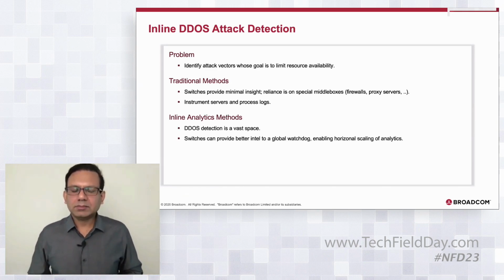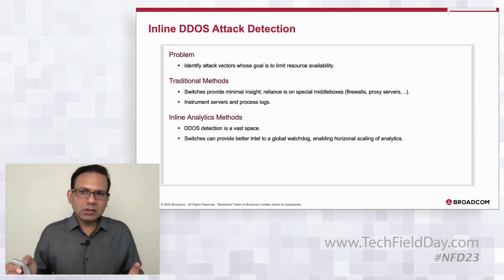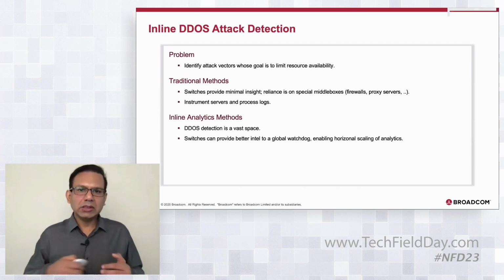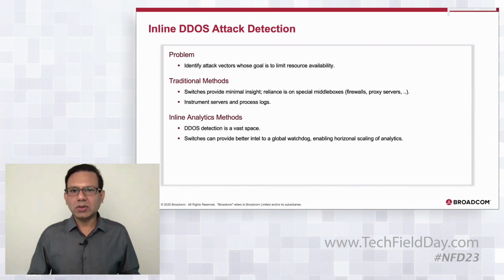Could you do better? Now, you have to admit upfront that DDoS detection is a vast space. There are multiple attack vectors, and they keep changing. There isn't a single way to detect them or a single way that someone will attack. So you would be presumptuous to say that you can do everything on a switch, but you can give better intel to the global watchdogs that you have. And if you are doing this at every switch in your network, you are enabling horizontal scaling of the analytics. So that's what we are going after here.